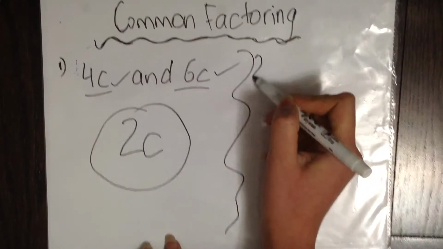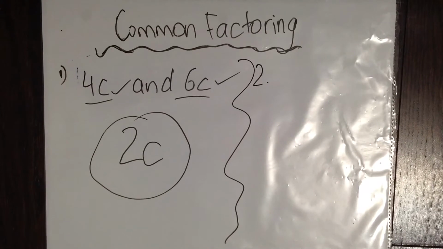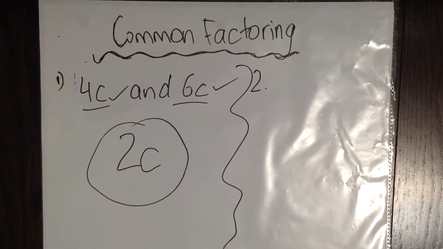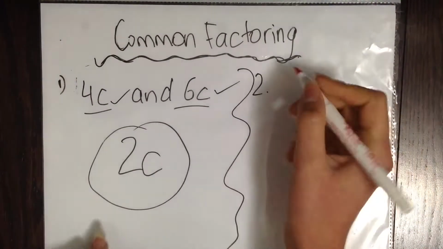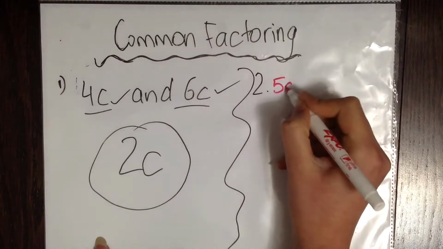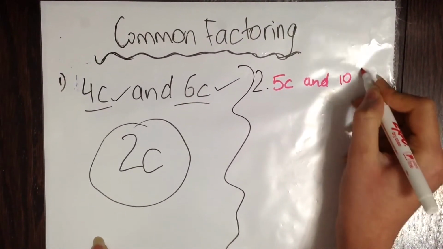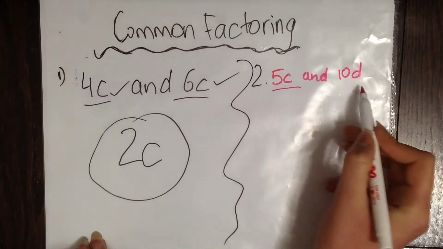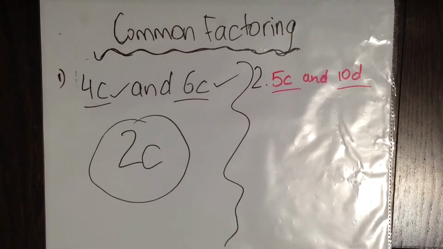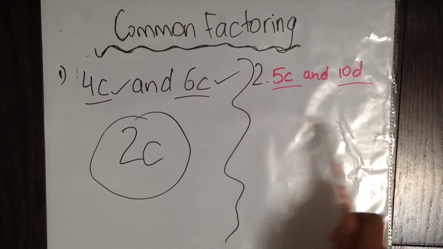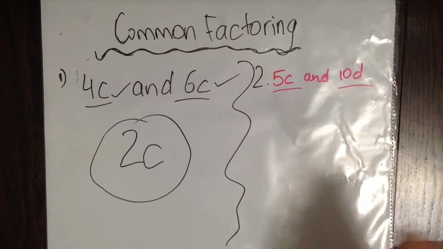So this is number 2, and this is very similar, but just a bit different. The example is 5C and 10D. So these are the two terms. Now we look at both the numbers 5 and 10. So what's common between both of the numbers?